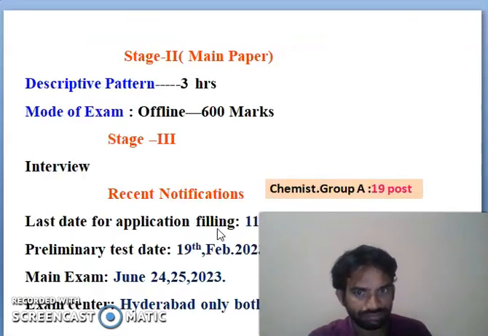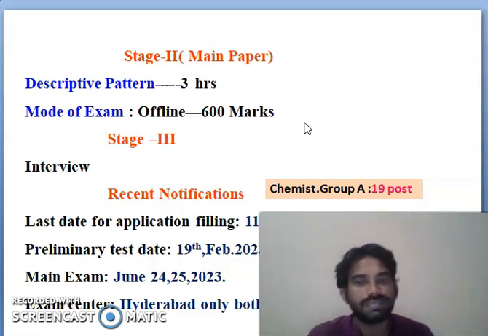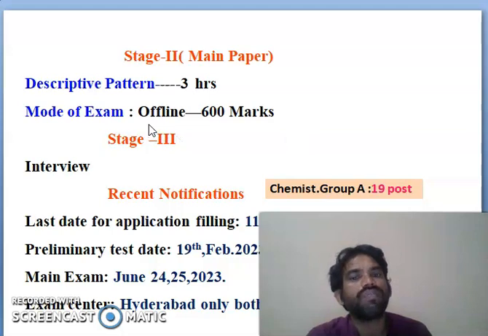0.25. Then stage 2 is the main paper, which is the descriptive pattern. There is no negative marking, it is 3 hours, and the total is 600 marks. Stage 2 is an offline examination with a descriptive system, simply question and answer. Stage 3 is the interview, and after that you will be final.